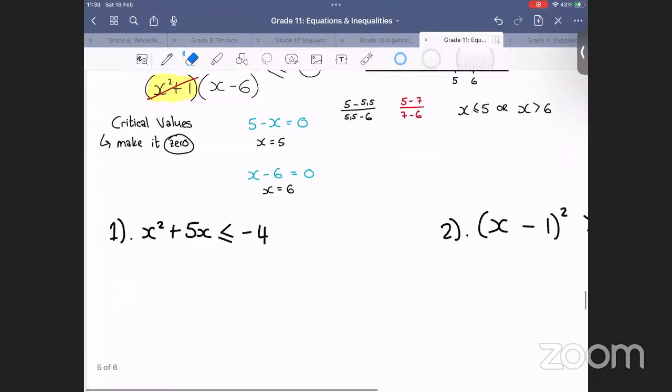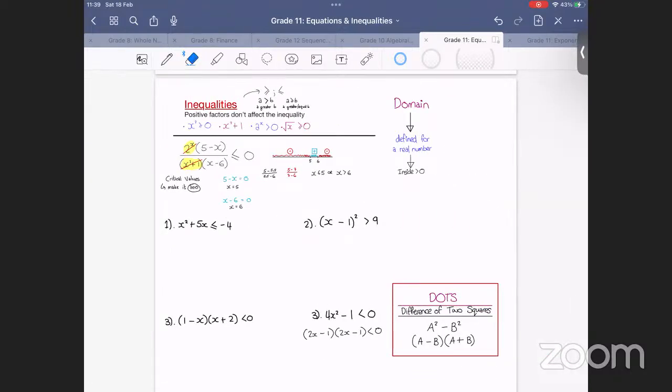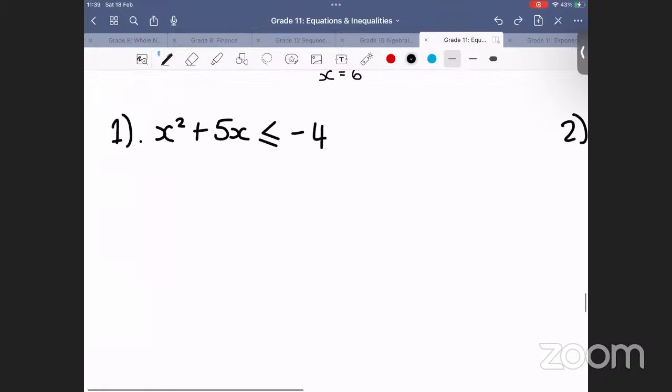Okay, let's move over to the next example. So these questions are directly from past papers. That one was maybe just a bit of an introduction. Let's look at this one. x squared plus 5x is less than or equal to negative 4. So firstly, it's an inequality, so we need to factorize.